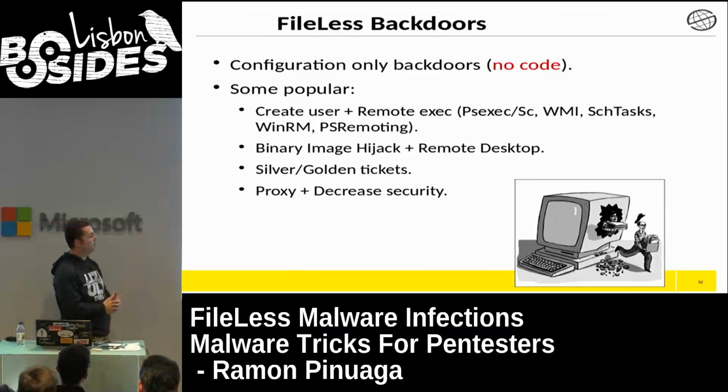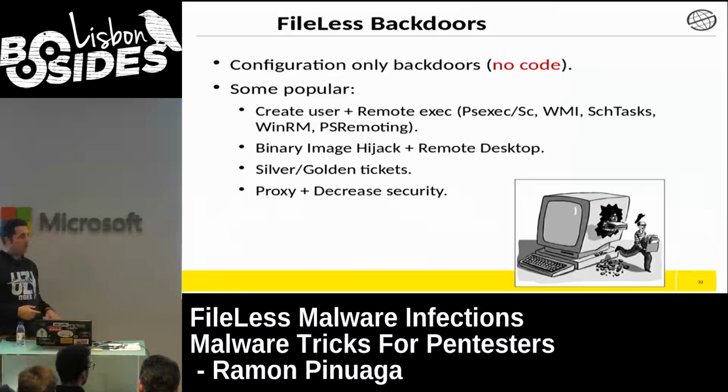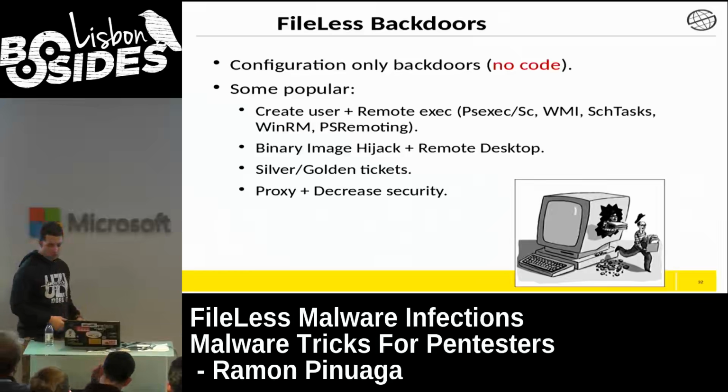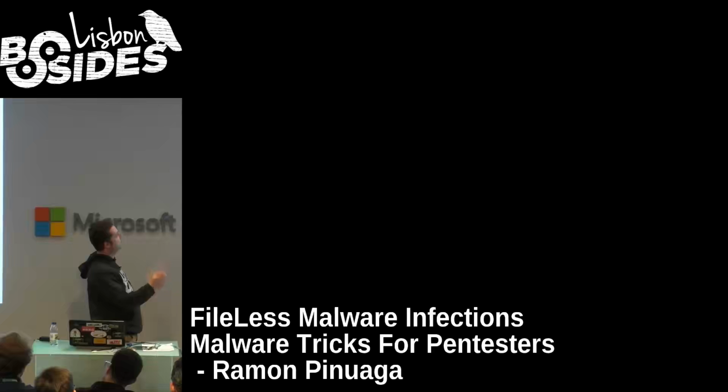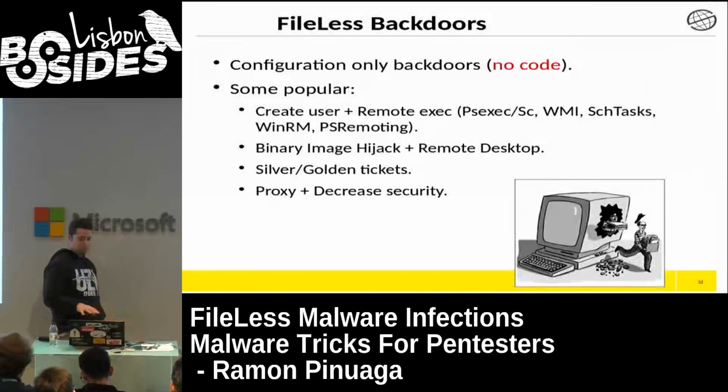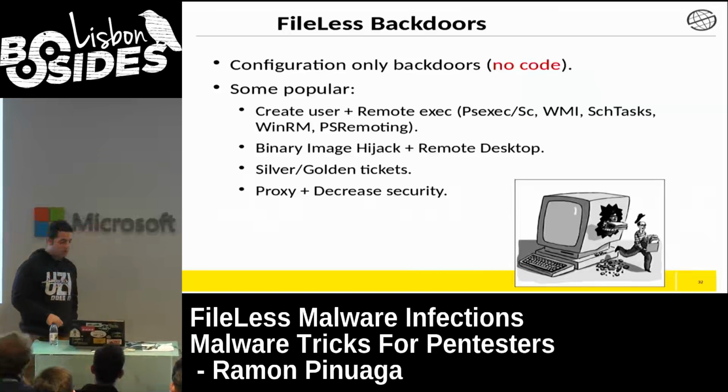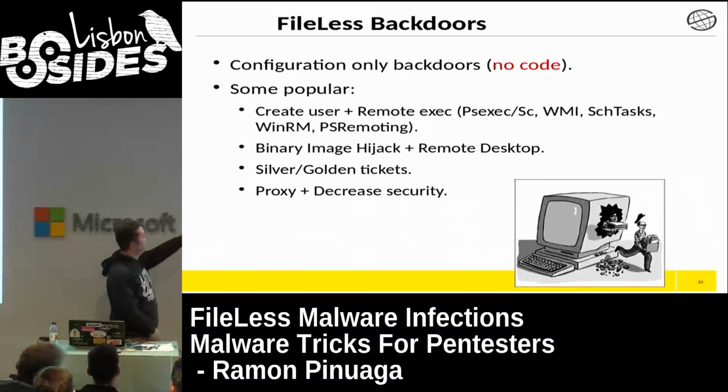In Windows, we have a lot of options to launch remote commands. We can use PsExec-like command execution. We can use WMI. We can use scheduled tasks. We can use WinRM, PowerShell remoting. That way, we don't create or install anything on the system, and we can access the system later. We can also create silver and golden tickets.